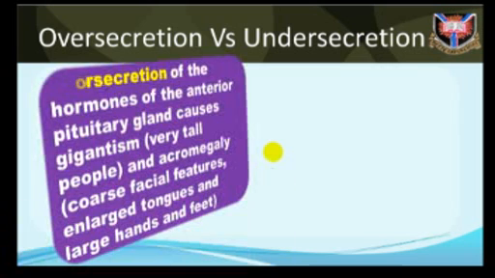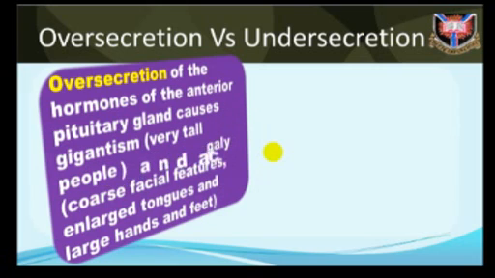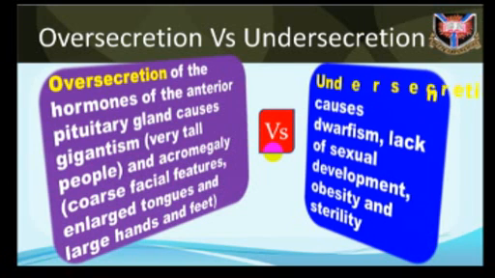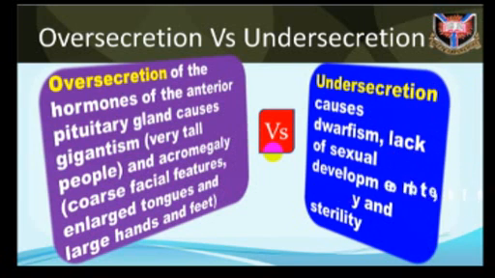Oversecretion of the hormones of the anterior pituitary gland causes gigantism (very tall people) and acromegaly (coarse facial features, enlarged tongue, and large hands and feet).